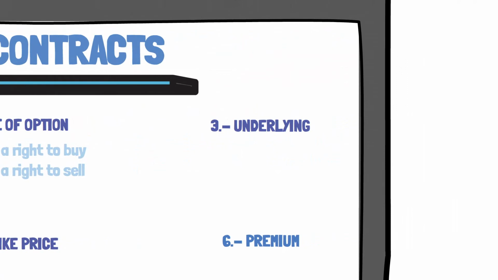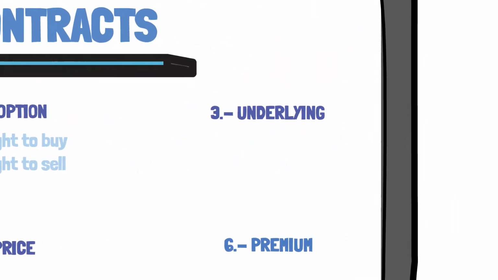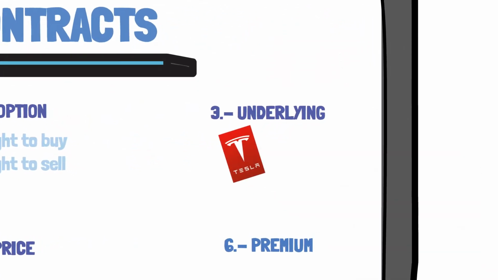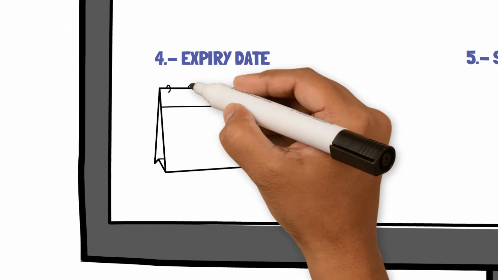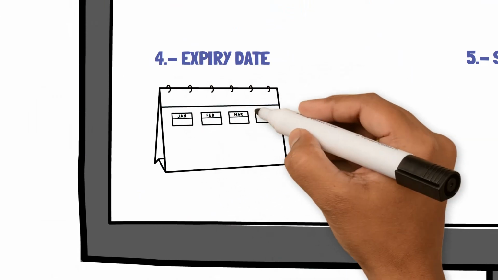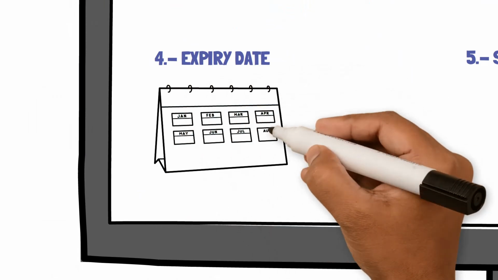Underlying. This is related to the stock company we want to buy or sell. It can be Tesla, Alphabet or Amazon. There are also other types of options, like options on commodities or ETFs, but we will leave this for another video. Expiry date. All option contracts are defined by the expiry date.